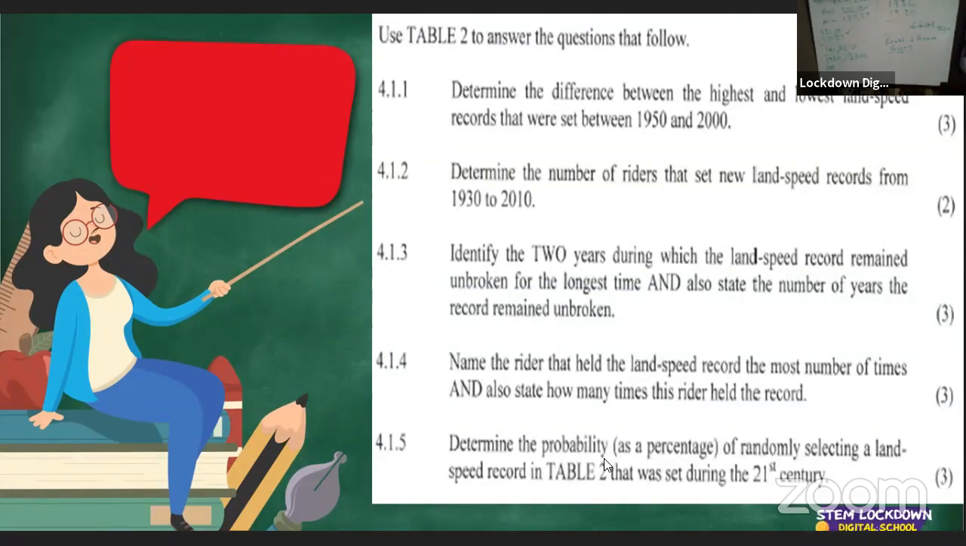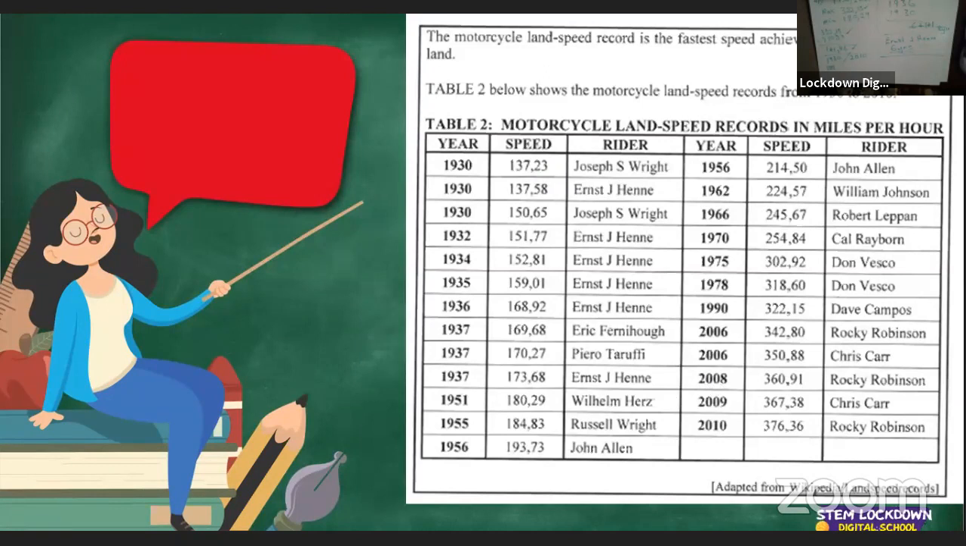Okay, it says determine the probability as a percentage of randomly selecting a lane speed record in the table that was set during the 21st century. Okay, we want to determine the probability. We have discovered that we have 25 values, so our n is equal to 25. That is our n.